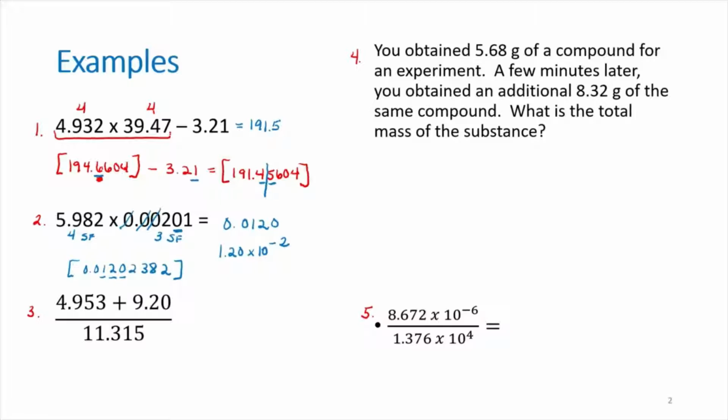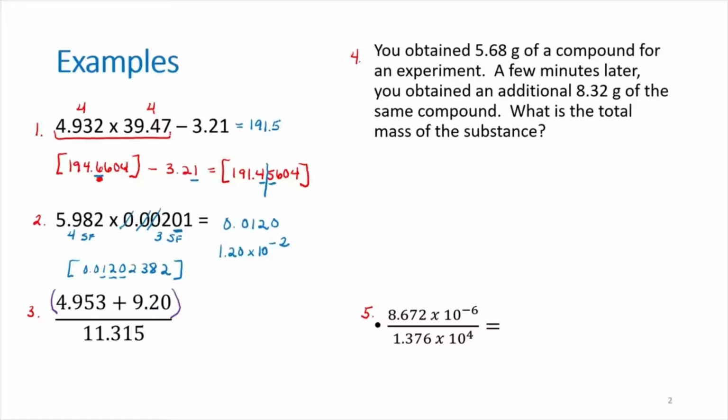What about this example? 4.953 plus 9.20 divided by 11.315. By order of operations, if I plug this into my calculator, it's going to give me the wrong answer. Because I'm using the division sign like this, it acts as a parenthesis. It's really telling me to do the numerator's math before I do the division by the denominator.